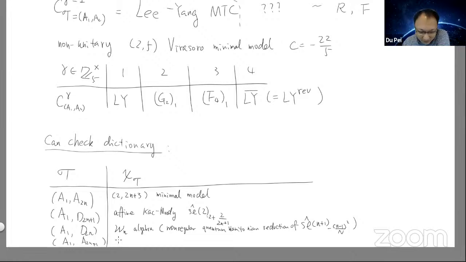For the last one, the relevant VOA is sometimes denoted as the B algebra, B(n plus 2) algebra. And this is obtained by performing a subregular quantum Hamiltonian reduction of, again, SL(n plus 1), but at a different level, minus, well, it should be lowercase n squared over n plus 1.